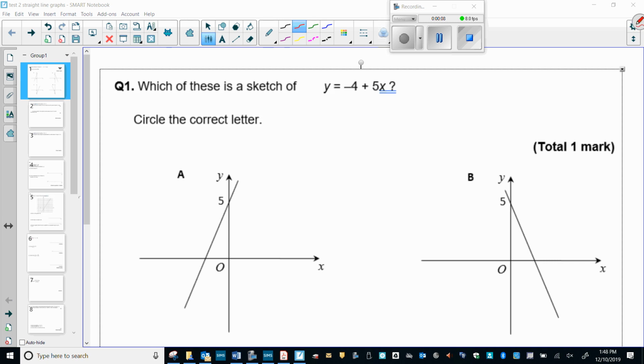Which of these is a sketch of y equals -4 plus 5x? What features are we looking for? Julia? A gradient that's going up. Okay, why? Because it's a positive number. Which number tells you the gradient? 5. Okay, so we know that the gradient is 5, a positive slope. Lovely. What else are we looking for? That it crosses through the y-intercept at -4. Okay, so the y-intercept is at -4.